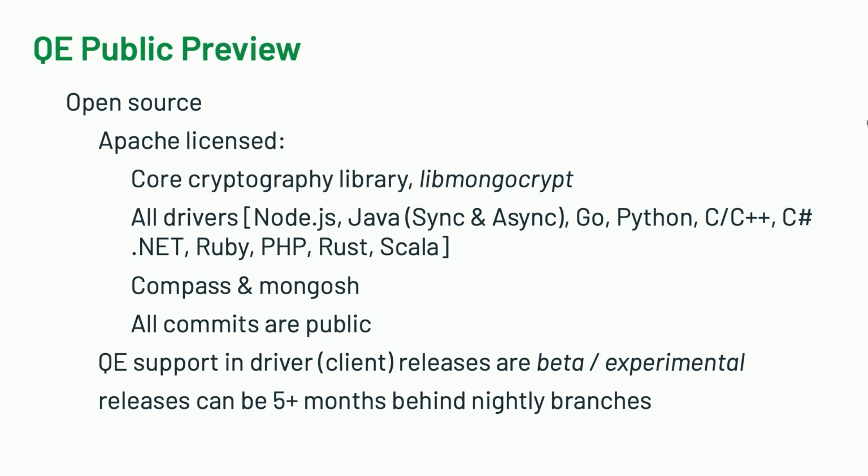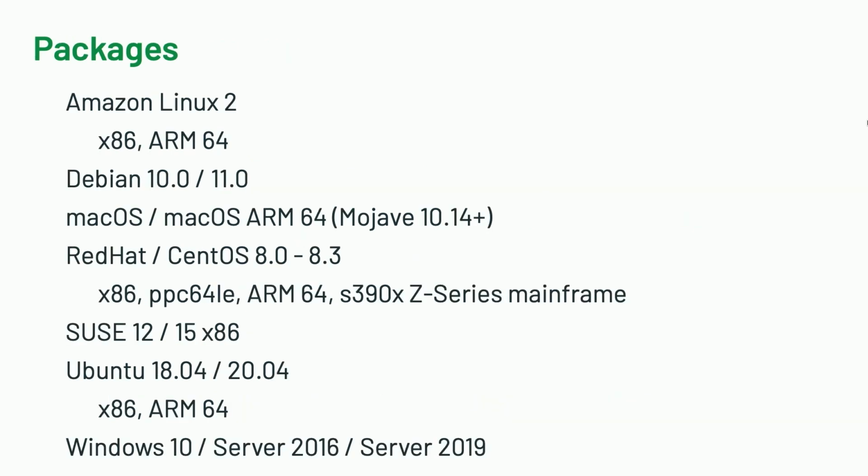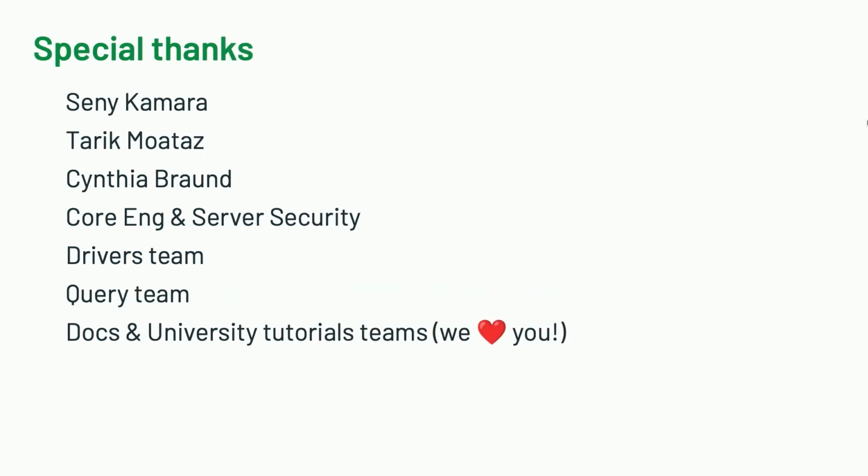The technology is Apache license, it's open source, it's on GitHub. All the commits are public. Compass is a graphical viewer. The shell is a command line interface. The driver support is beta, experimental. I really want to underscore that. Our releases that you can download are probably 4, 5, 6 months sometimes behind Nightly branches because we're moving so quickly. These are some of the different packages, and yes, we do ship for IBM Z series if that's your thing.